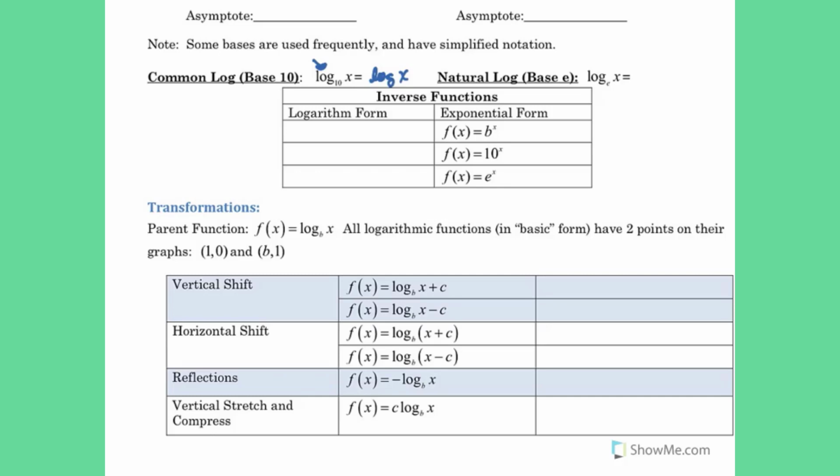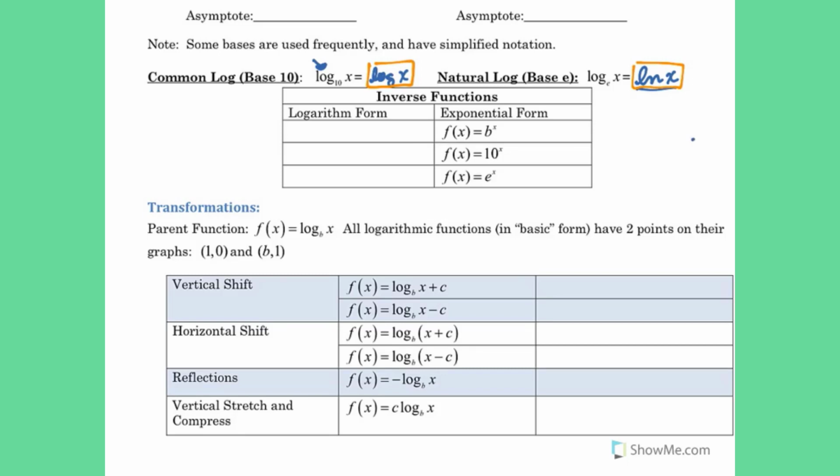This one, the natural log, which you will learn a lot more about if you take calculus, but this is just an introductory course, would be written as the natural log of x. Now, I think it's odd that they used ln instead of nl, natural log, but that's what they use. So if you look on your calculator, these are the two buttons you're going to see.